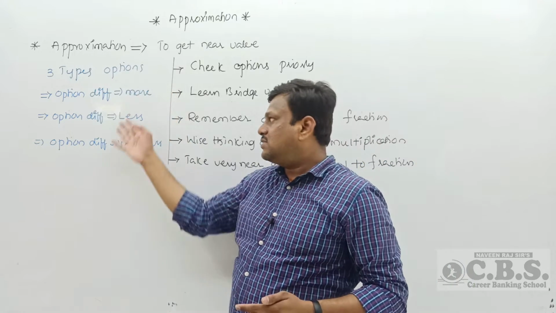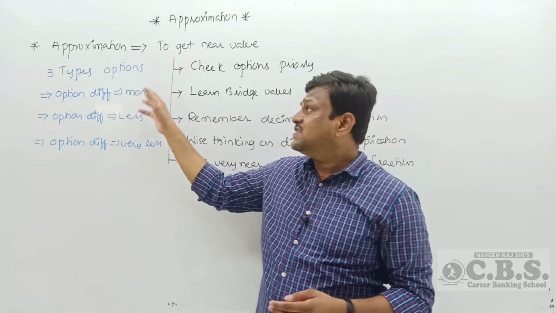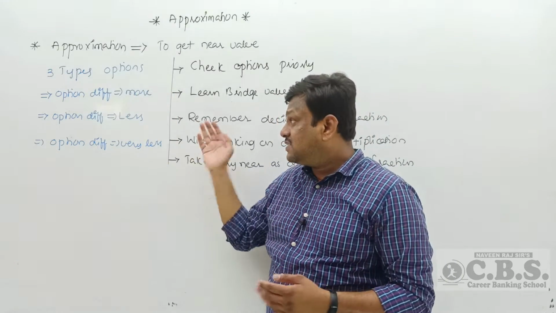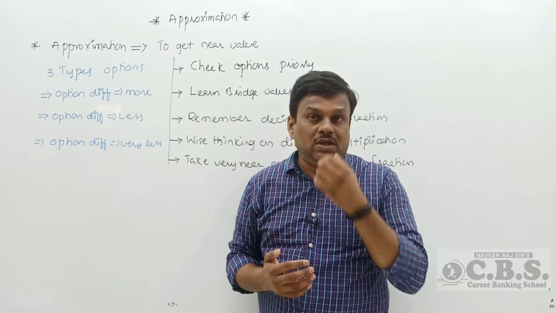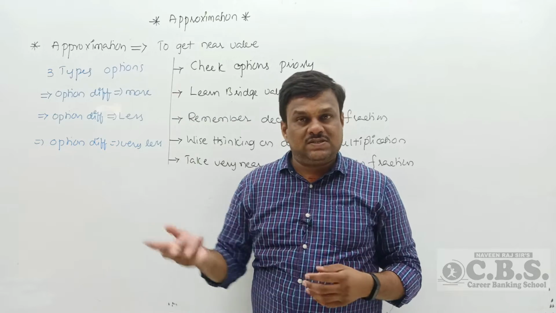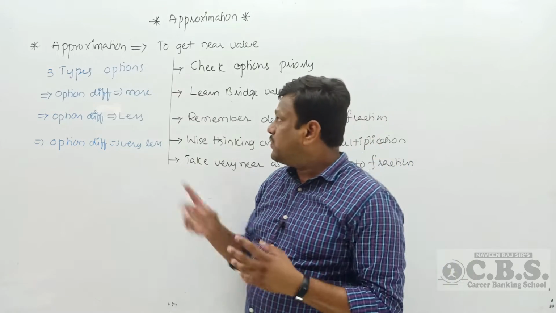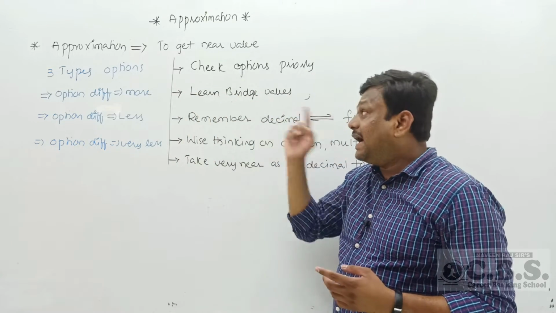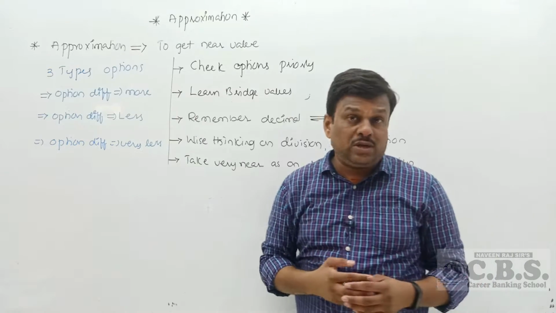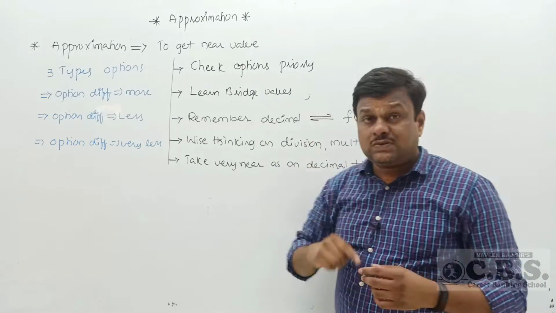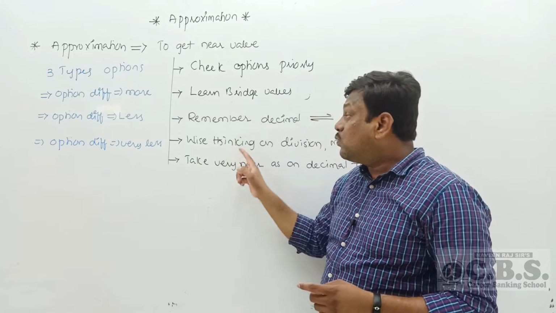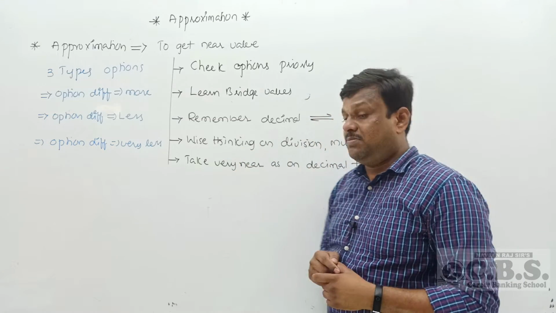Basically, there are three types of options: option difference is more, option difference is less, and option difference is very less. These three types of options are available in bank and SSC approximation questions. That's why you first read the options carefully and learn the bridge value. What is meant by bridge value? That we're also going to discuss. And remember the decimal fraction chart. This is very important.